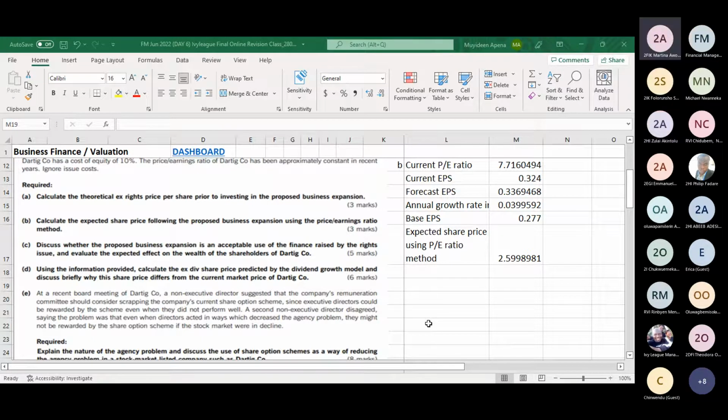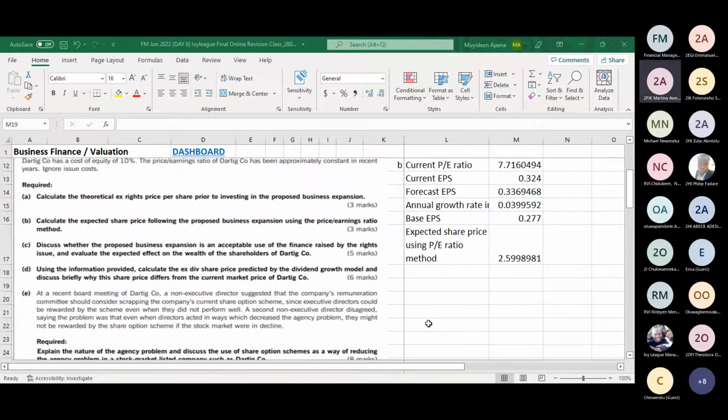Is it the formula or the meaning? What is it all about? Total shareholders return is a composition of two things: dividend plus capital appreciation. Exactly. So now this company is investing $5 million to carry out business expansion. And from valuation, we can see that after this expansion, share price will become $2.6. Before the expansion, it was 2.5, isn't it?